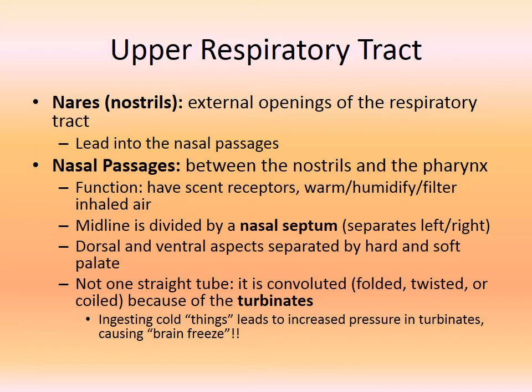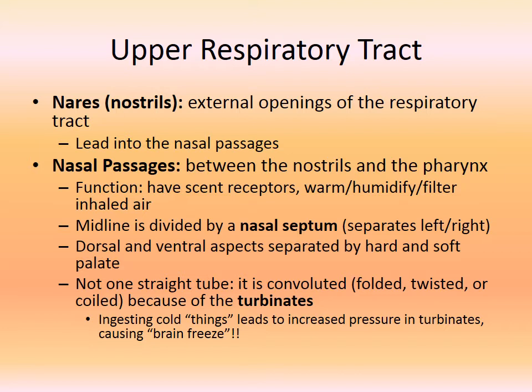Dorsal and ventral aspect are separated by a hard and a soft palate. Okay, so the front of your nasal passage, so the closer to your nares, we have our hard palate. If you push your tongue up to the top of your mouth, you can feel the hard palate. And then the ventral aspect, or the back part, or sorry, that would be the dorsal in a quadruped, but in us it would more so be a posterior part of our mouth because we're bipeds. But the back part, and you can feel it with your tongue, is the soft palate.